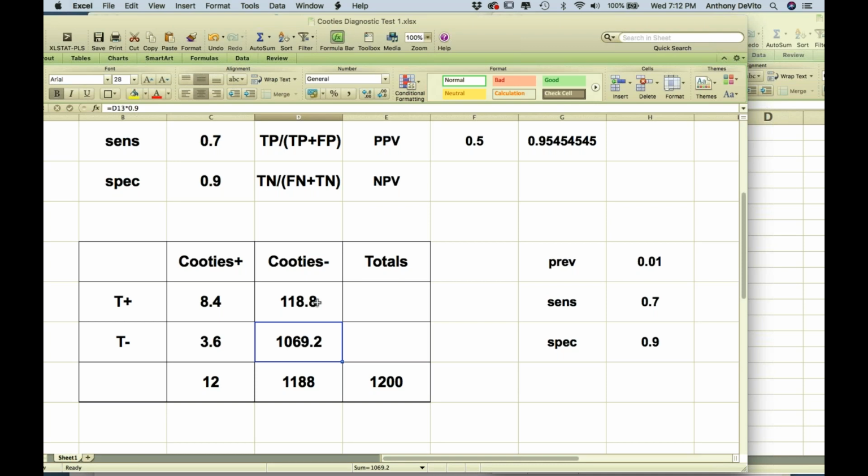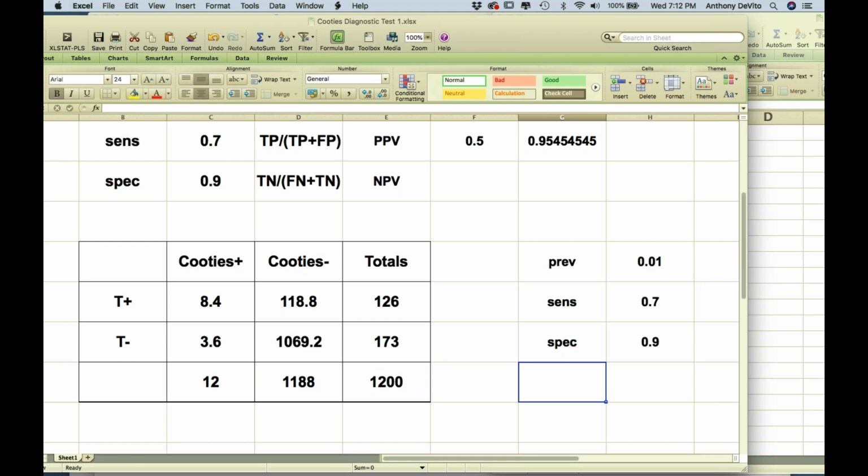Now let's add up how many people tested positive. I'm going to round off the numbers here just to make it easier. 119 and 8 is 126. 126 people tested positive. Okay. And how many people tested negative? It's equal to this plus this. Okay, it comes out to 172. I'll call that 173.